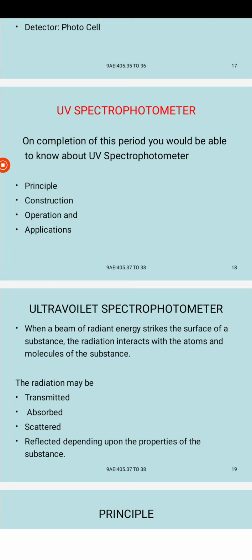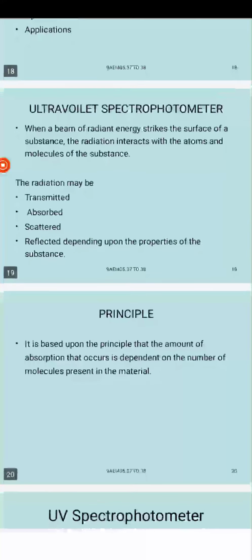Next topic, UV spectrophotometer. On completion of this period, you are able to know about UV spectrophotometer, its principle, construction, operation, and application. Ultraviolet spectrophotometer. When a beam of radiant energy strikes the surface of a substance, the radiation interacts with the atoms and molecules of the substance. The radiation may be transmitted, absorbed, scattered, or reflected depending on the properties of the substance.